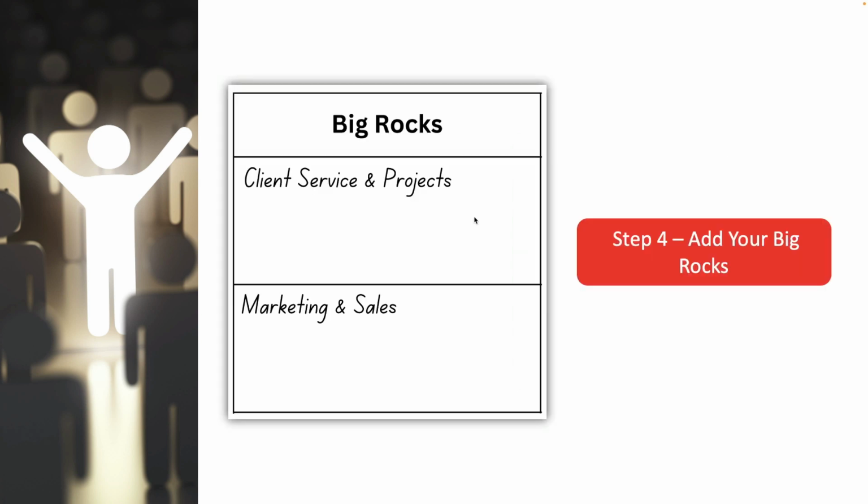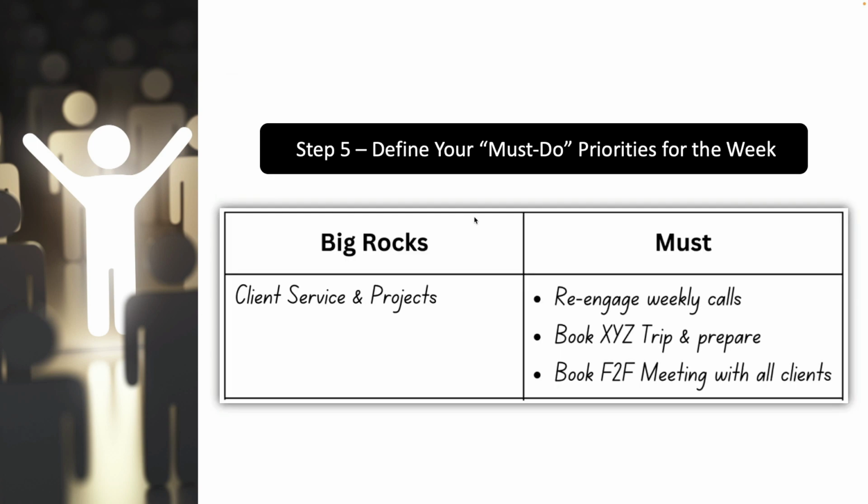All right, the big rocks, we just carry them forward, right? So they carry forward from your 90-day plan to your monthly plan, and now we just drop them into our weekly plan. But then we think about it and we go, for each big rock, I want you to find your must-do priorities for the week. What are the must-do priorities, right? So in this example, we've said the musts are, we're going to re-engage with weekly calls with our clients.